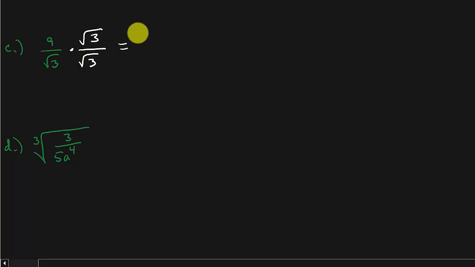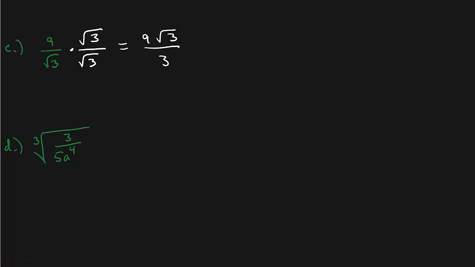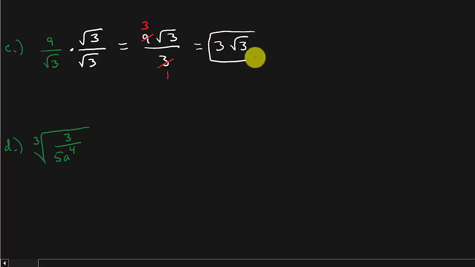So when I do this, I get 9 square root of 3 over, and then square root of 3 times square root of 3 is square root of 9, and square root of 9 is 3. And then this simplifies, that cancels, and so I'm left with 3 square root of 3. And there's my answer.